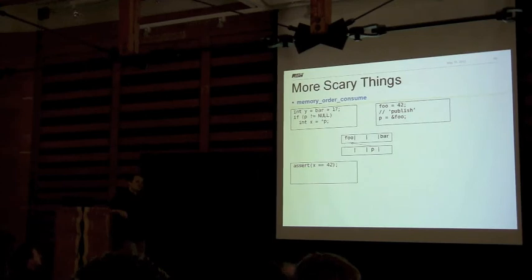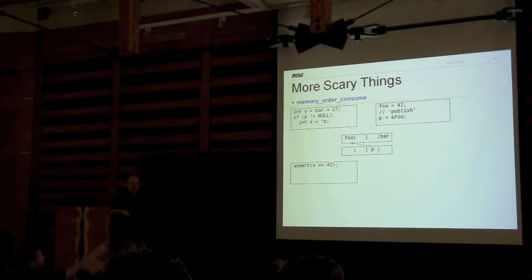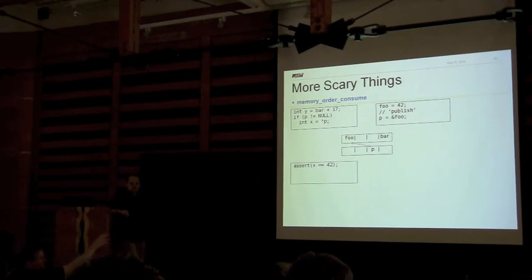I think consume only deals with dependency. I don't think consume puts your whole history in order. So it would be like a P load with memory order consume, and memory order consume says, don't reorder anything that affects P or anything that P points to. It's very specific. What could happen here is you could end up loading P and not get 42. You get whatever old value was there.